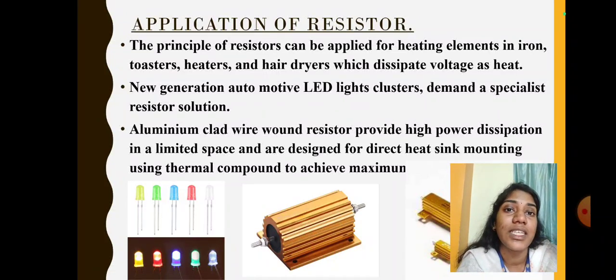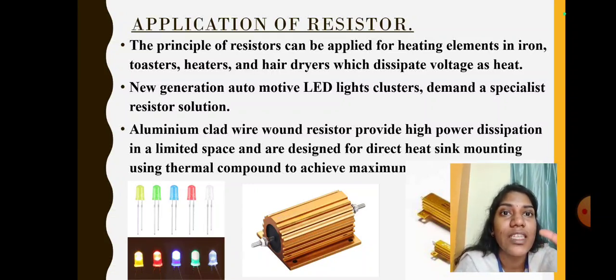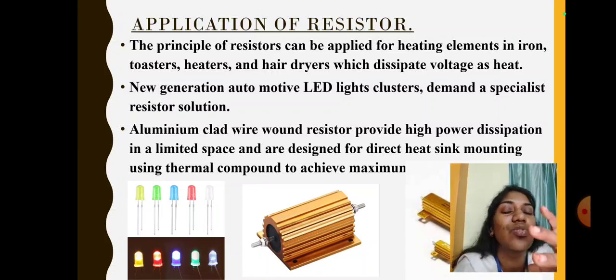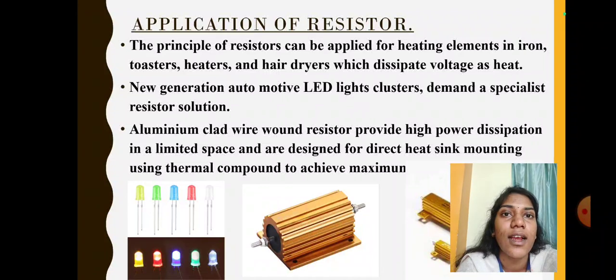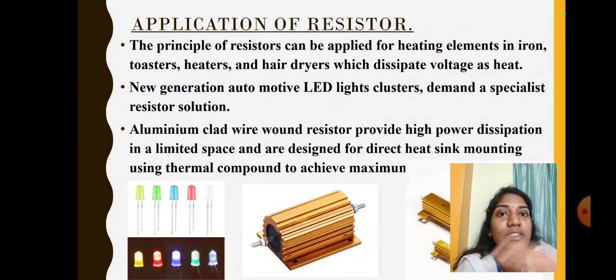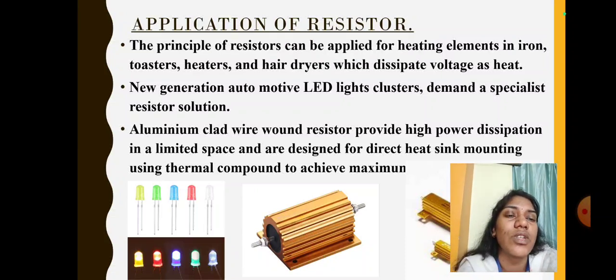A hair dryer dissipates heat. When you switch on a hair dryer, we get hot air. And when you switch on a toaster, the coil gets heated. You can see the red-colored iron heating up, and you can see the heat being dissipated, and due to that, the bread gets toasted. And in water heaters, there is some water, the coil gets heated, and the heat is being transferred to the water. So that is dissipation of voltage as heat.